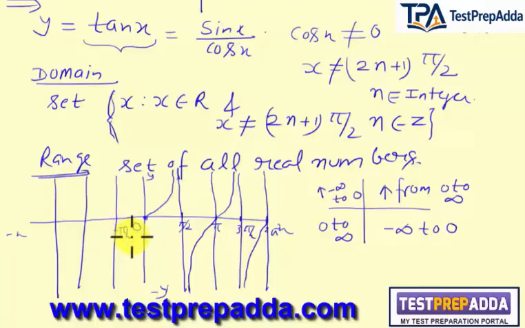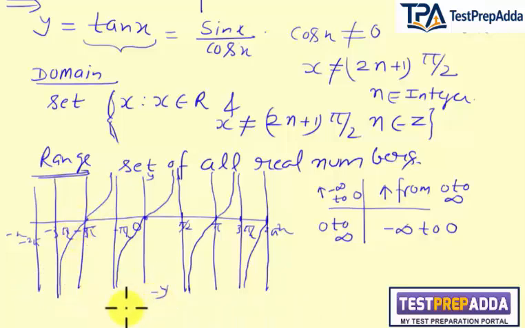it is minus pi by 2, minus pi, minus 3 pi by 2, and then minus 2 pi. So the same diagram will come like this. Now like this, you can see every time the graph repeats itself after an interval of pi.